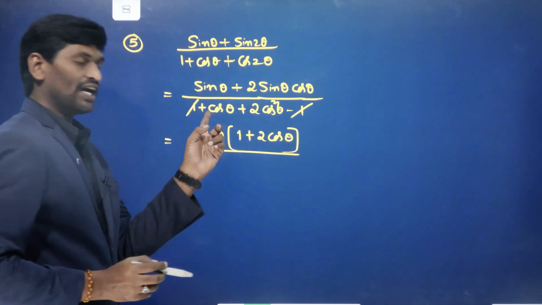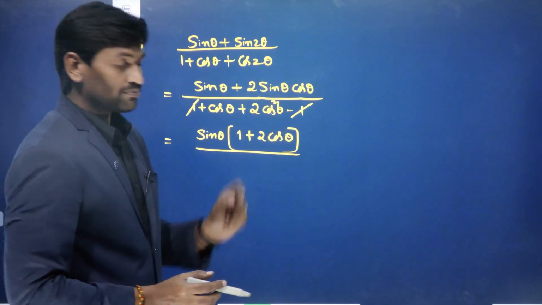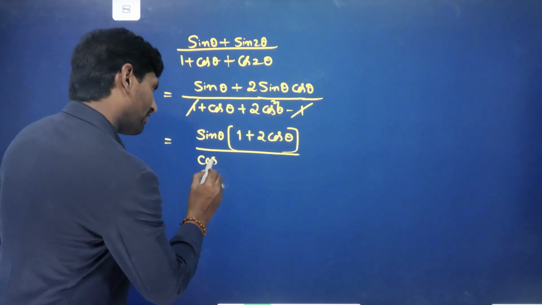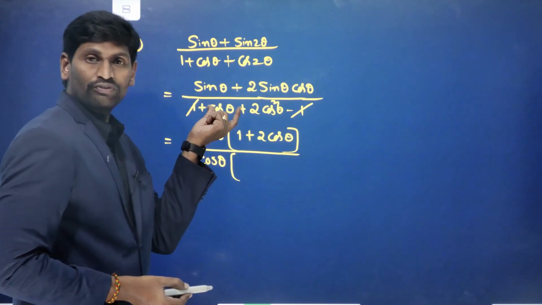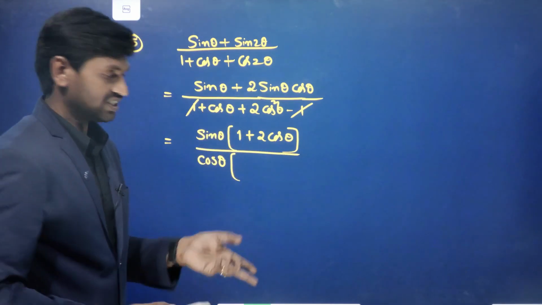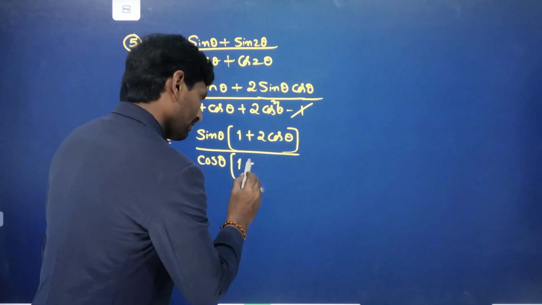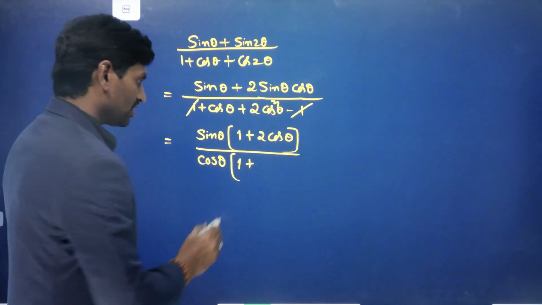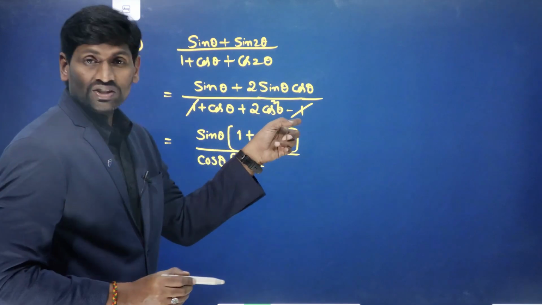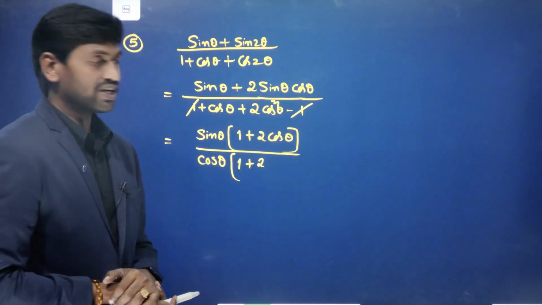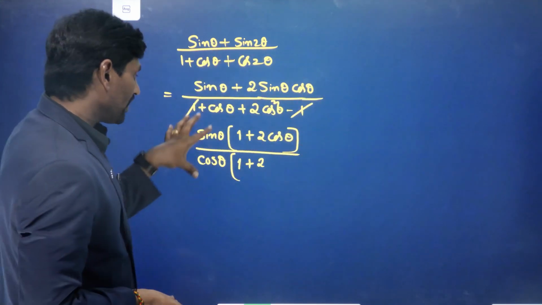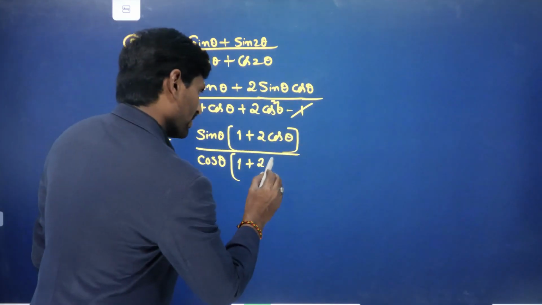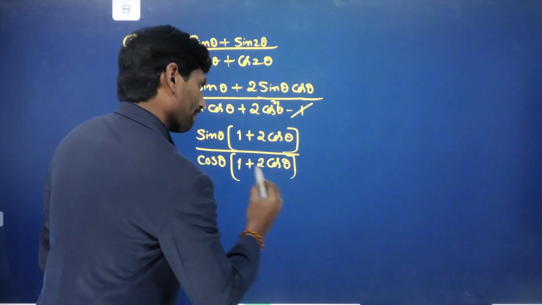Same way, the denominator has 2 terms. In both terms, cos theta is a common factor. From the first term, if you remove cos theta, what is remaining? Nothing, so 1 will be there, plus 2 cos square theta, 2 remaining. From this cos square theta, 1 cos theta will be remaining, because cos square theta is nothing but cos theta into cos theta. 1 cos theta we have taken as a common factor, so the remaining cos theta will be remaining.